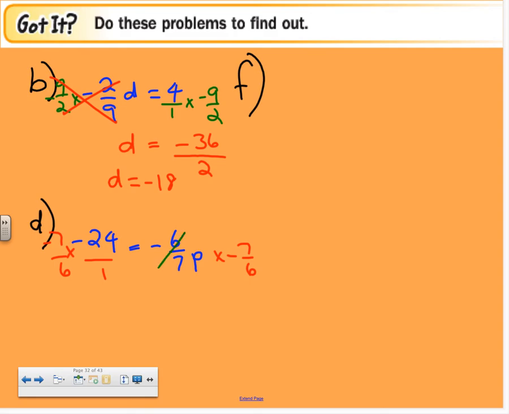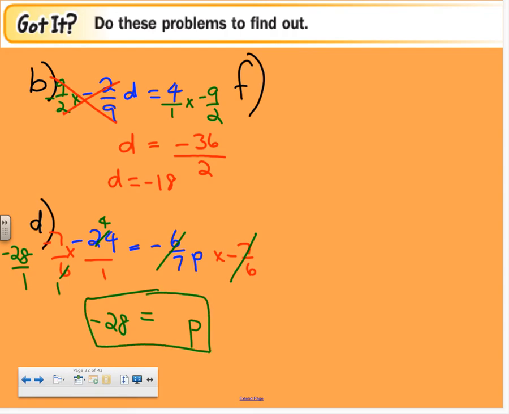All right, now let's do these last figures. I know that this -6 over 7 and this -7 over 6 are canceling out and leaving me with P. I'm going to do a little simplifying right off the bat here because I can see that 6 and 24 have a common factor of 6. I'm going to change that to 1, and I'm going to change this to what? 4. So now I multiply. 1 times 1 is 1. 4 times -7 is -28. So -28 over 1 is the same as -28. So -28 equals P, or P equals -28.